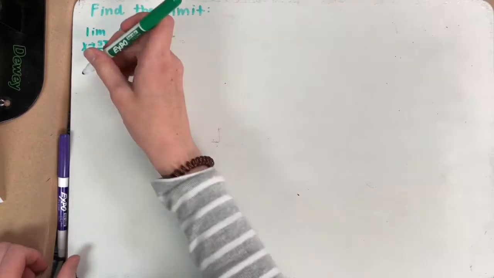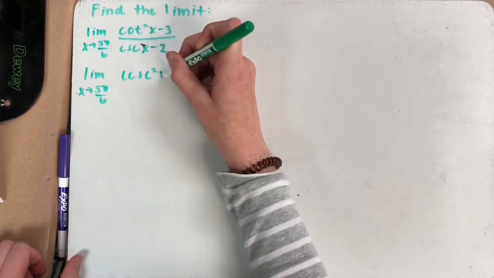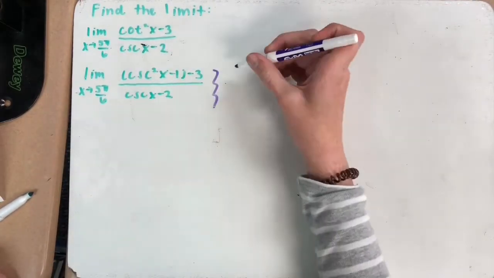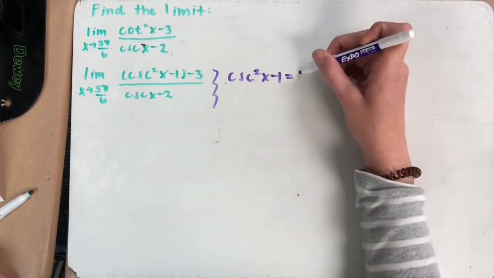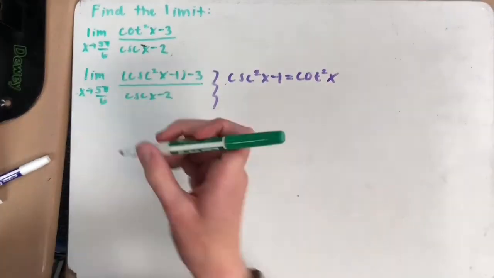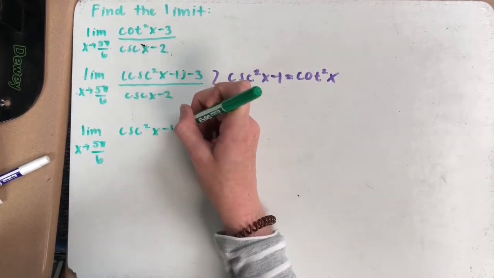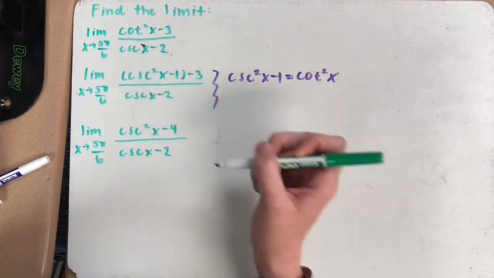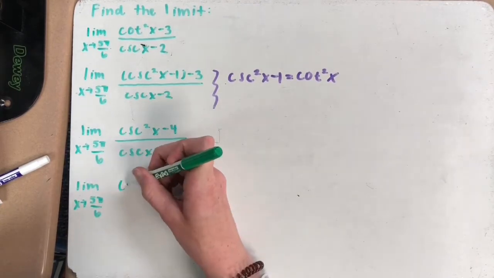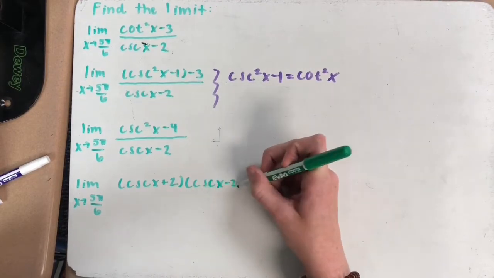Find the limit as x approaches 5 pi over 6 of cotangent squared x minus 3 all over cosecant x minus 2. First, replace cotangent squared x with cosecant squared x minus 1 using that Pythagorean identity. Next, remove the parentheses and subtract 3 from negative 1, which equals negative 4. Next, use the difference of squares formula to factor the numerator out to cosecant x minus 2 and cosecant x plus 2.